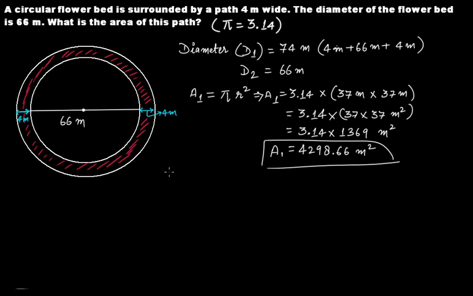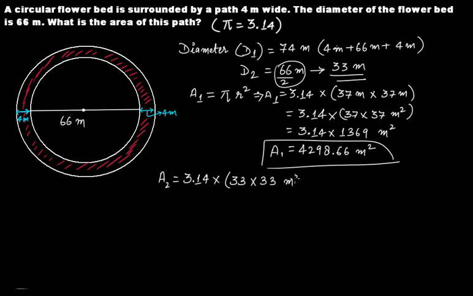Again, if we denote this with A2, and pi is 3.14 times 66 times 66, sorry, I'm sorry, this is the diameter. First, you need to calculate the radius. So the radius will be half of it. It means that 66 divided by 2 meter will give you the radius, so this comes as 33 meter. So 33 times 33 meter square.